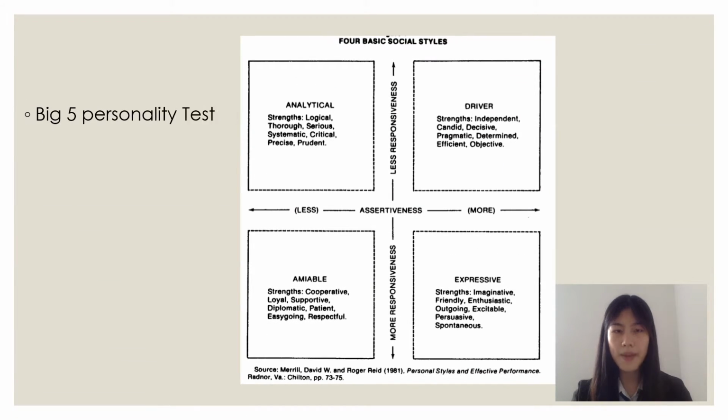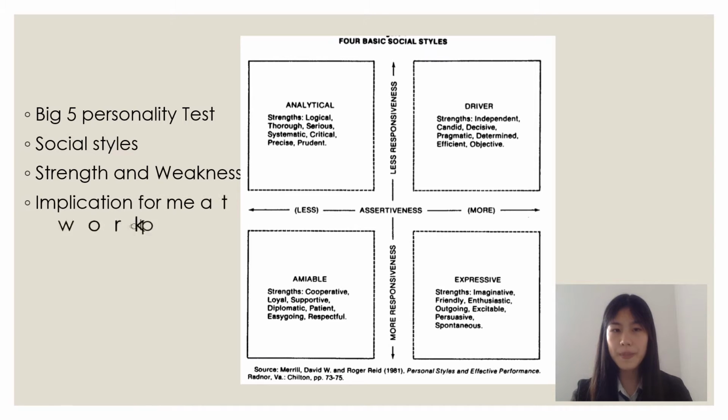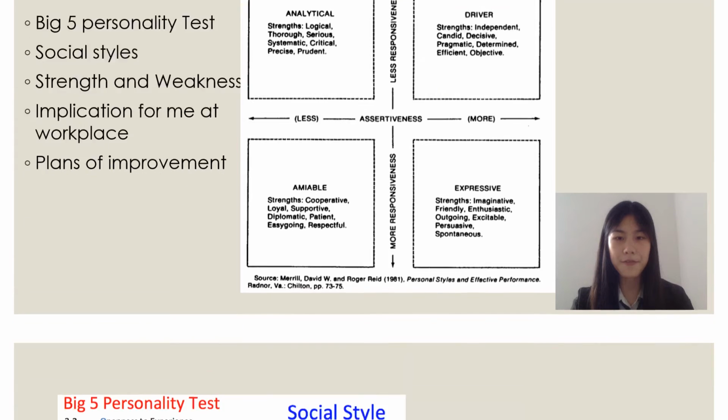Now I'm going to talk about the Big 5 personality tests compared to social styles, the strengths and weakness I have, the implication for me at workplace, and the plans of improvement. Social styles models are analytical, driver, amiable, expressive. They will be applied to the workplace environment as it could be utilized for team efficiency, sales trainings, and identifying the leadership skills you have.